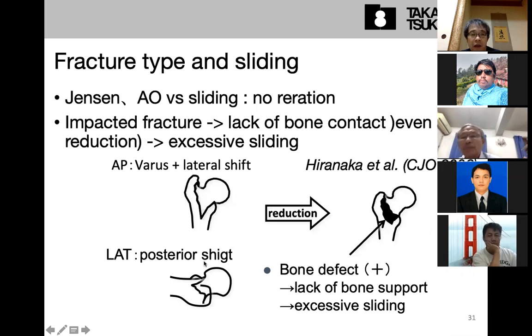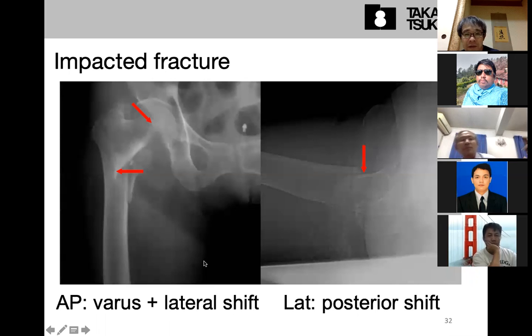So this type of impacted fracture is very risky. This is the typical impacted fracture: the proximal fragment is in varus displacement and laterally shifted, completely impacted into the distal fragment. In the lateral view, the proximal fragment shifts posteriorly.